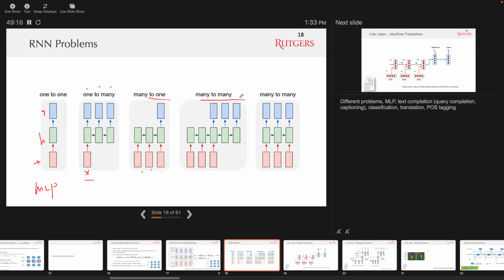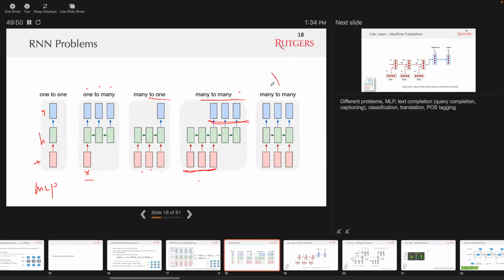And many to many is also very commonly used. It can be used to do forecasting. It can be used to do machine translation. For example, in machine translation, this is going to be your input sentence, and this is going to be your output sentence. So this can be English and this can be French, right? And in forecasting, this can be the stock price for the previous 3 days, and this can be the stock price for the 3 days into the future, right? So this is many to many.